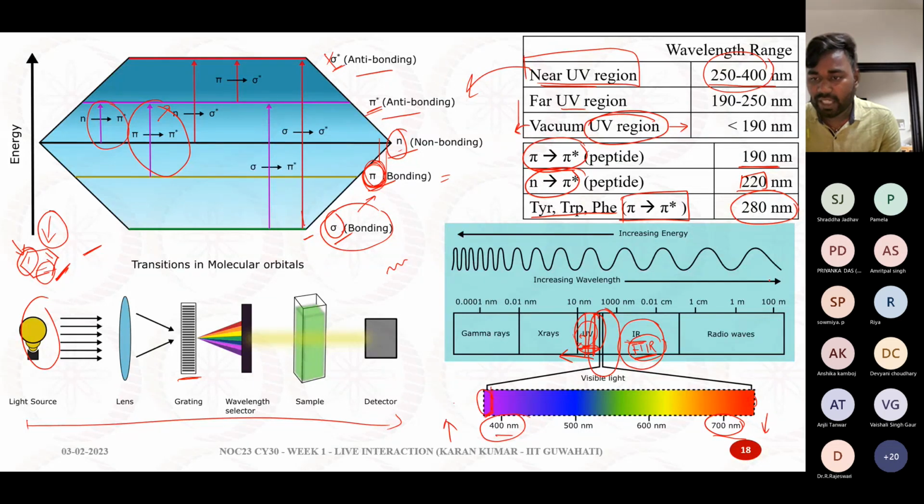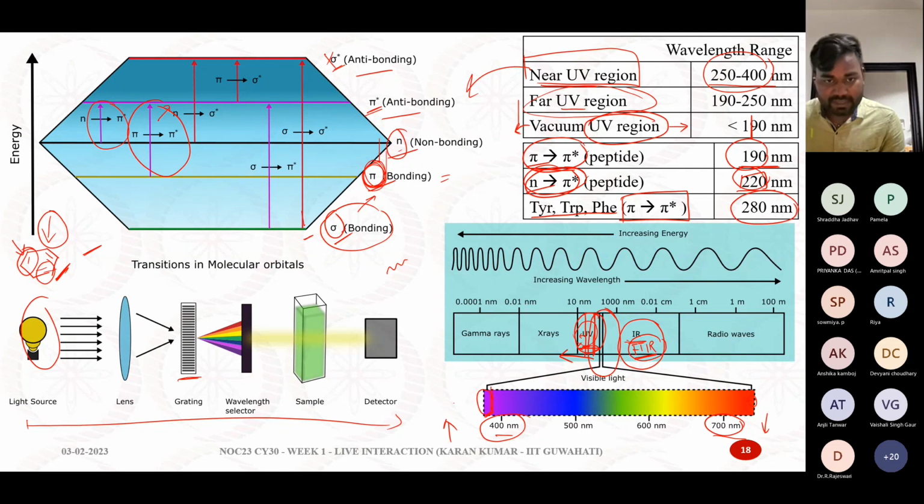Okay, 220 nanometer is used to take the recording of the backbone. When you are studying the protein structure using a CD spectrophotometer, you record pi to pi star transition and n to pi star transition. Okay, pi to pi star transition is 190 nanometer, n to pi star transition is 220 nanometer, which falls under the far UV region. Okay.